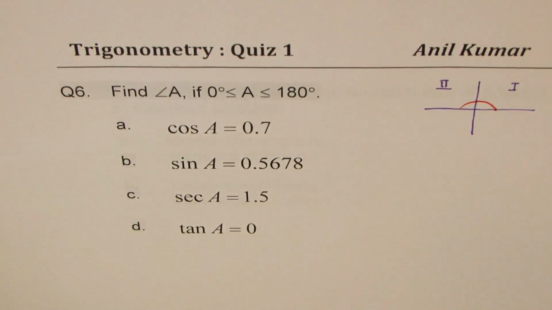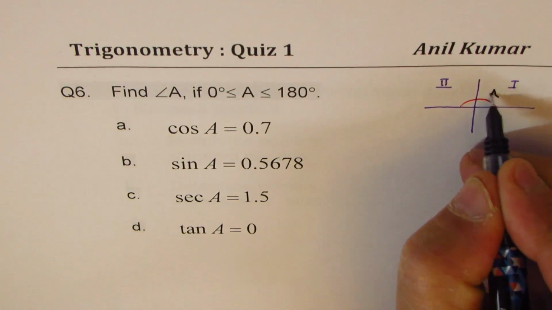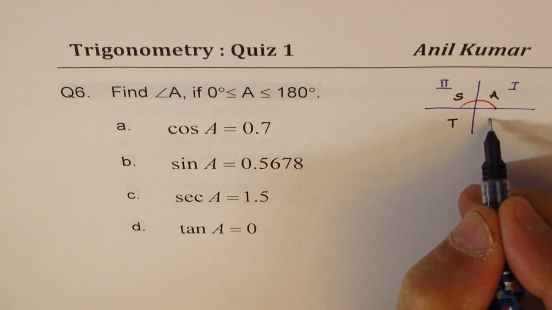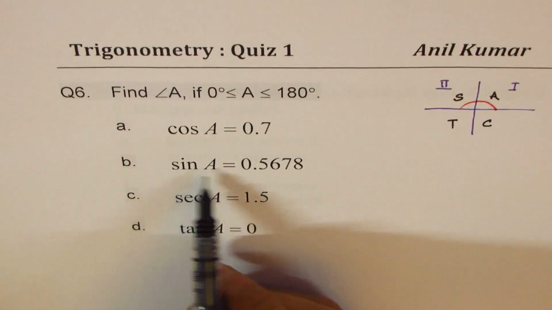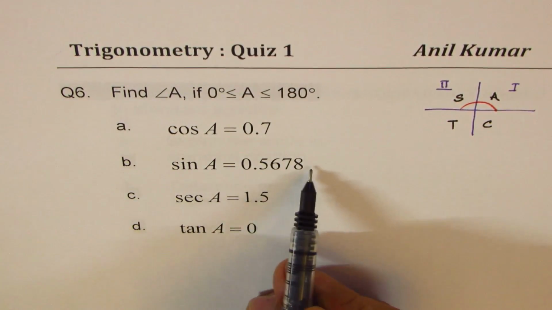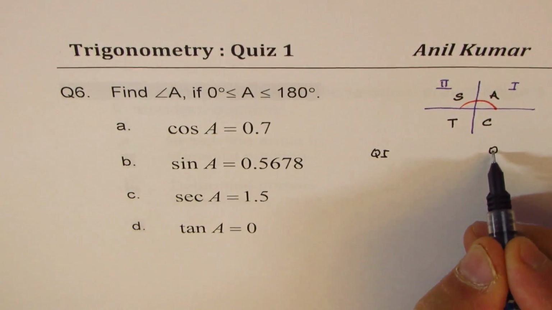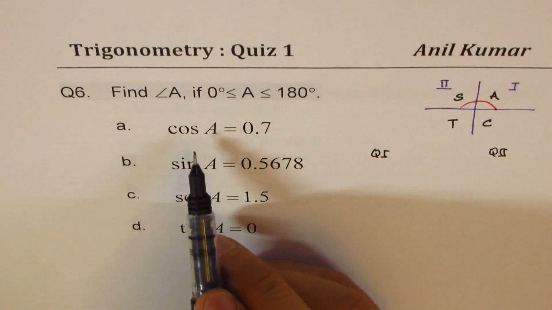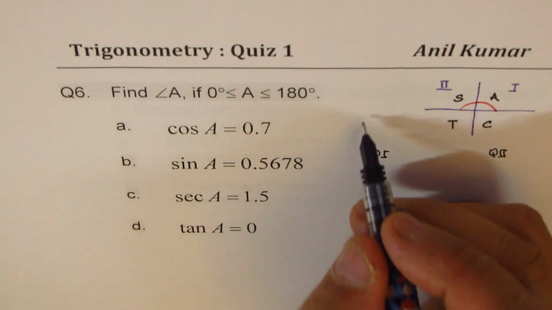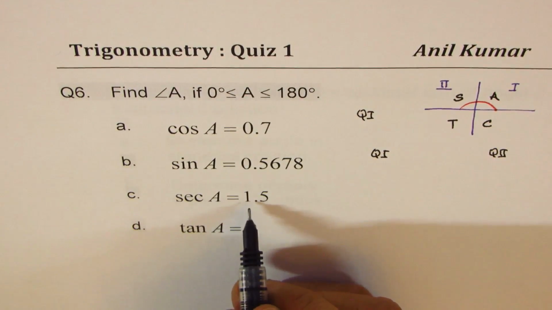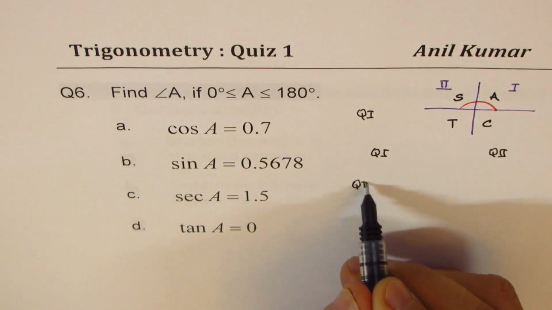Now you also remember that all are positive here. Sine is positive in quadrant 2, tan in 3, cosine in 4. So if a sine positive value is given to us, we are looking for two solutions, one in quadrant 1, the other in quadrant 2. Remember that. For cos, positive means only in quadrant 1, correct? Secant, positive means only in quadrant 1.